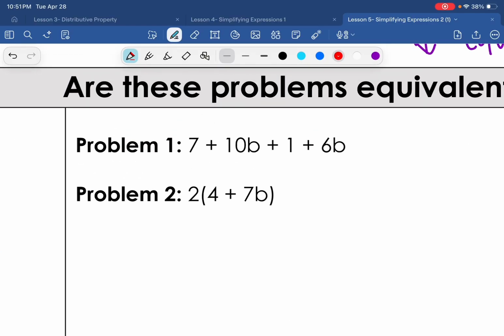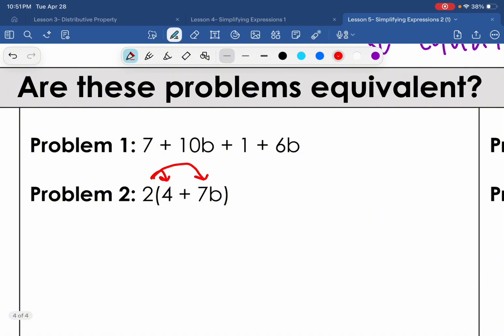Okay, looks like we have some parentheses again, so we need to get rid of those first before we can compare, right? So our expressions have to be in simplest form first before we can compare them. So we have 2 times 4, which is 8, and then 2 times 7b, which is 14b.